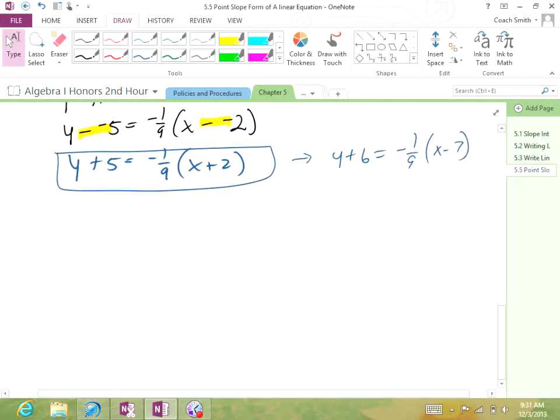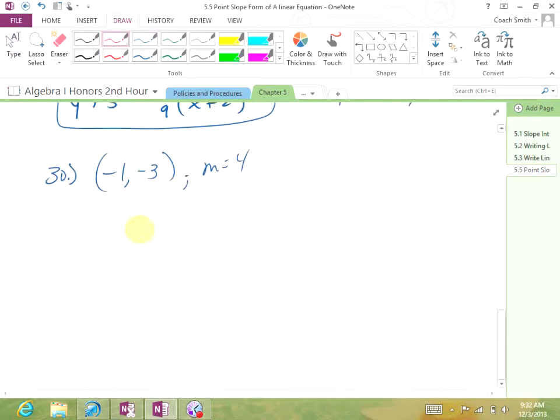Okay, let's look at the next one. There they gave us 2 points. Now they're going to give you, let's look at number 30. Number 30 says negative 1, negative 3, and m is equal to 4. Well, that makes it real easy. So our point slope form: y minus y1 is equal to m times x minus x1. So you just plug those in.